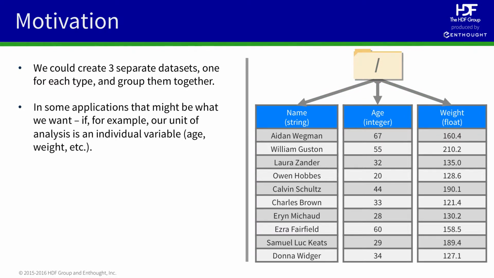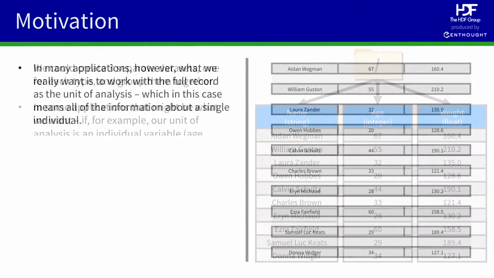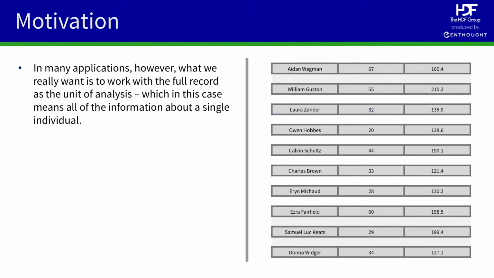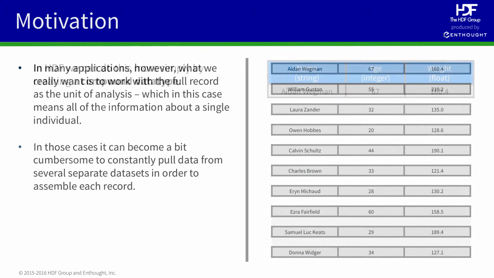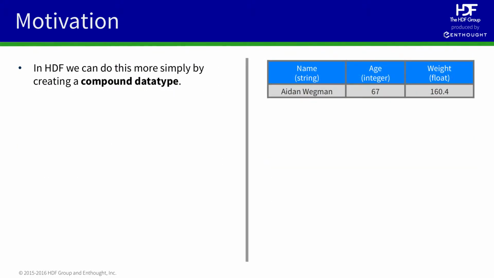For example, if a program were trying to analyze the average age of our collection, it would be very straightforward to read from the age dataset and compute the average. However, in many real-world applications, we want access to the full record, which means the name, the age, and the weight all together in one package. If we use more than one dataset, we then have to aggregate all this information manually. Thankfully, HDF5 provides a native mechanism for handling this situation, using something called a compound data type.